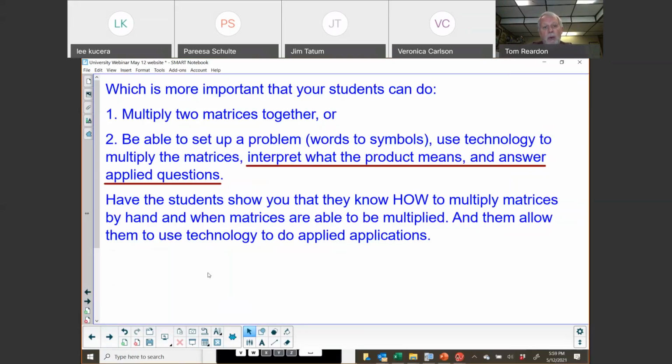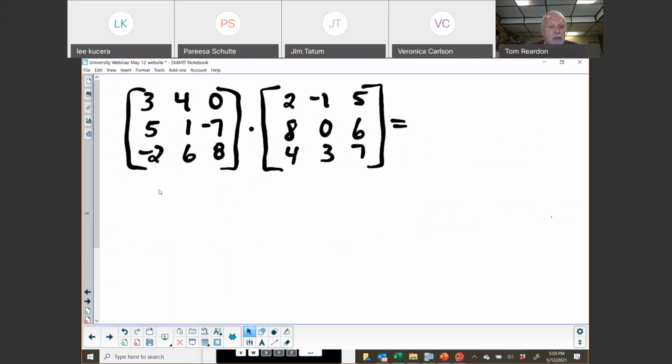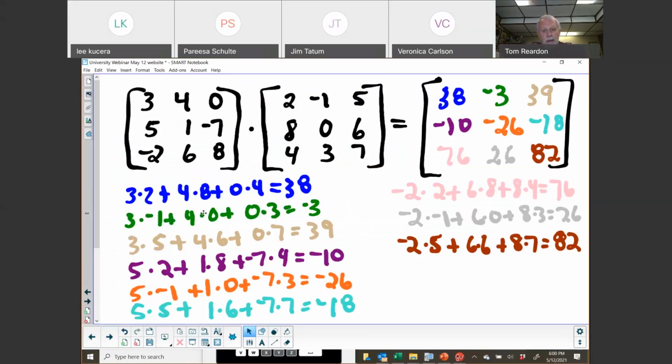So of course, I'm in the second one here. If I ask my students to multiply these 2 matrices, I want them to be able to do it by hand, but I don't want to overkill it either. So this is how I would show it, using different colors and so on. It is kind of tedious, but I do want them to understand row by column.